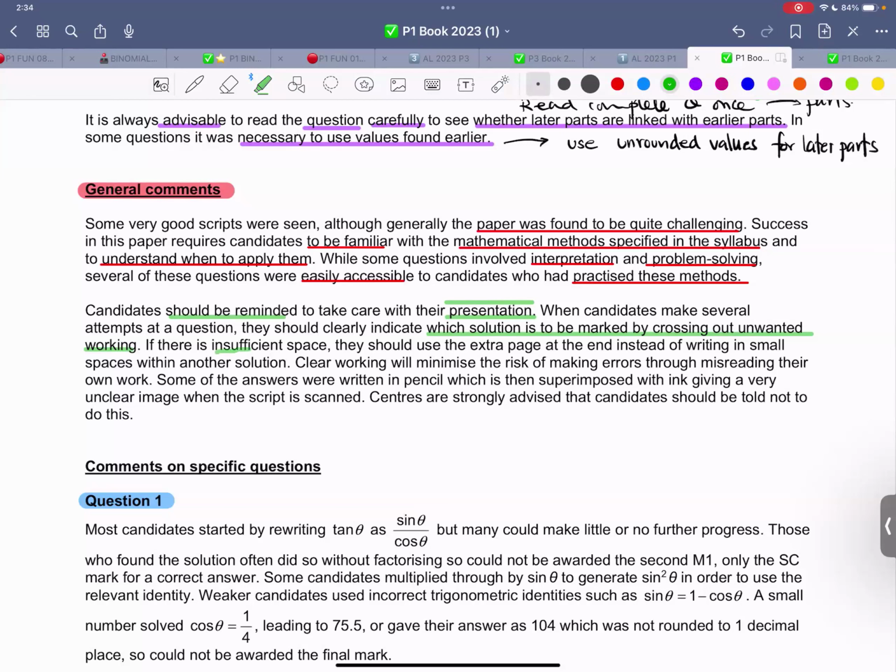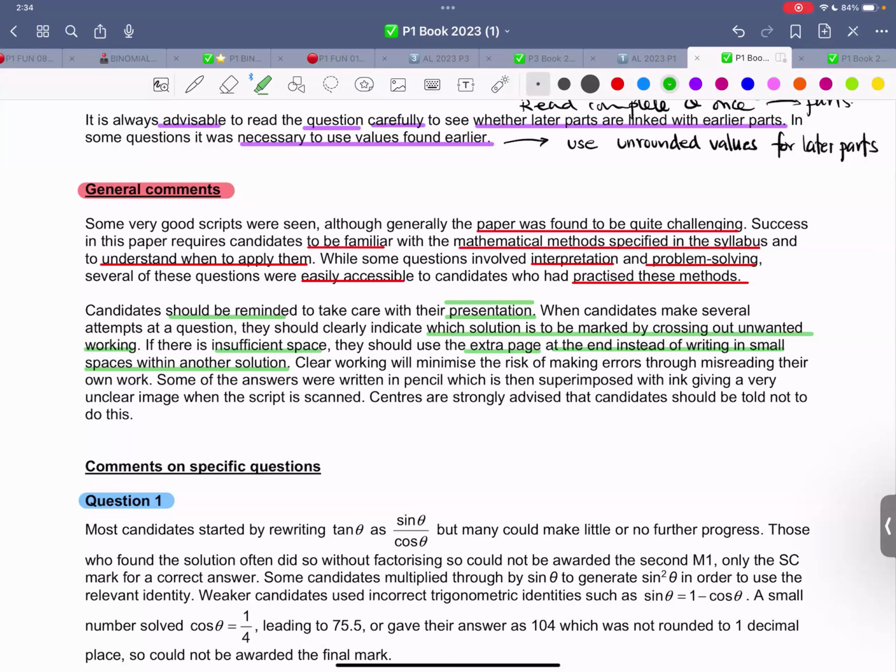If there is insufficient space, they should use the extra page at the end instead of writing in small spaces within another solution. I think the examiner is too angry with some of the people messing up the whole paper. They were not taught properly, as you are lucky enough to be taught properly.